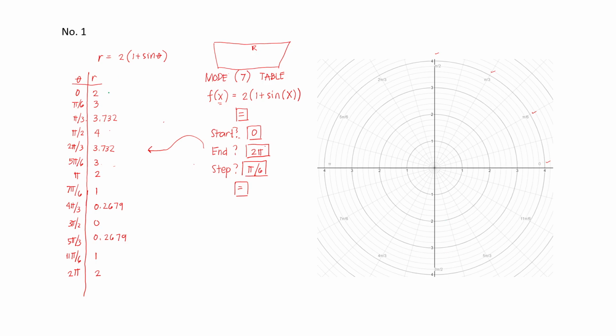So the first one would be 0 and 2. So again, in the 0 angle line, the radial distance is 2. So 1, 2. So this would be the first point. Next would be pi over 6. That would be 3. So in this line, pi over 6, the radial distance is 3. Okay, so take note this one is 3. Then 3.7 in pi over 3.